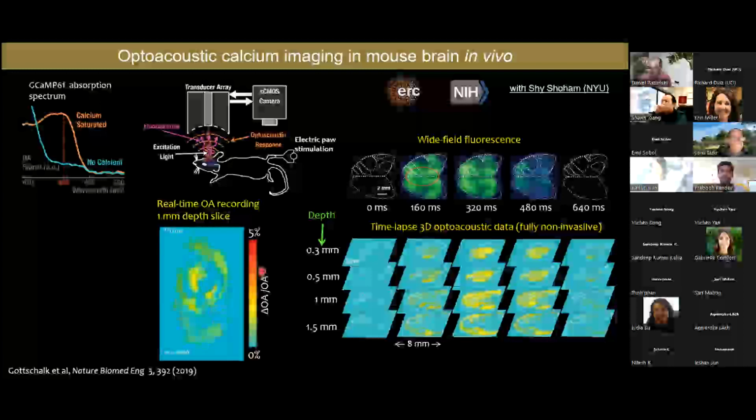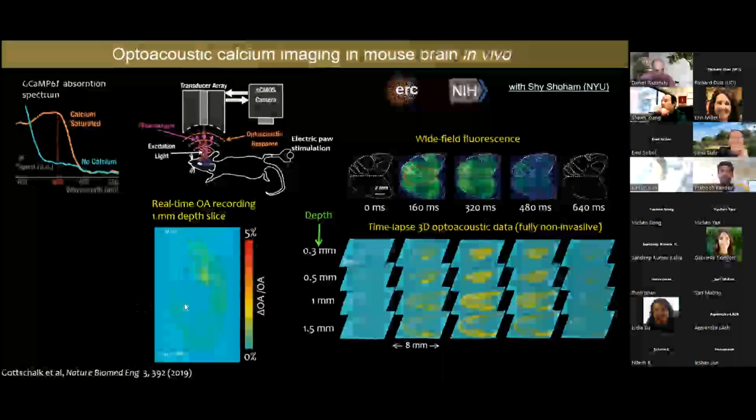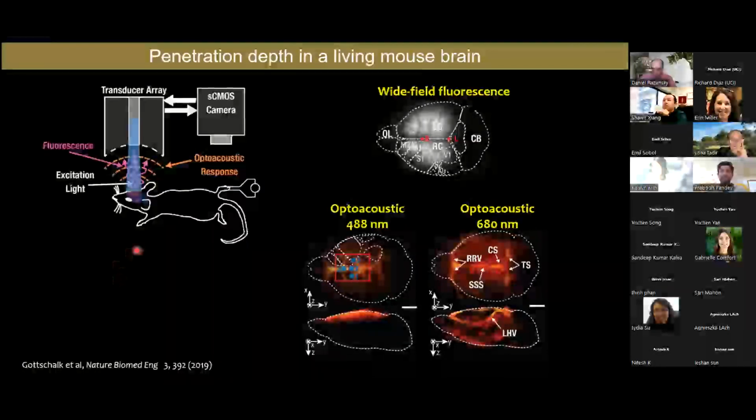So in this way, we managed to record calcium activity non-invasively and also in 3D over a field of view covering the entire cortex of the mouse with 20 millisecond temporal resolution. There is one caveat though, because the one problem remains that GCaMP protein absorbs light at 488 nanometers, where the light penetration into mammalian tissues is quite poor because of strong blood absorption. So we couldn't penetrate for more than 1.5 millimeters into the brain. So in comparison, if we could do imaging at 680 nanometers or longer wavelength, optoacoustics can easily cover the entire mouse brain.